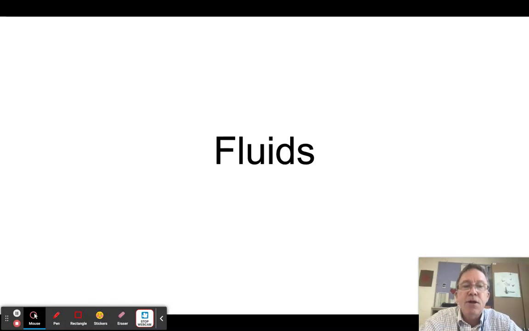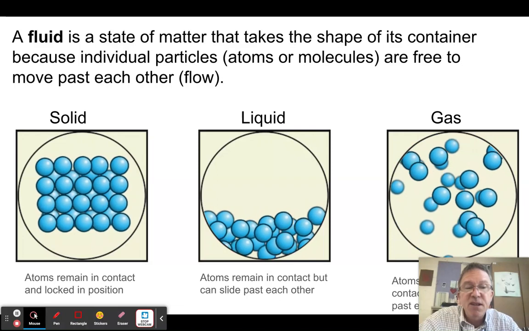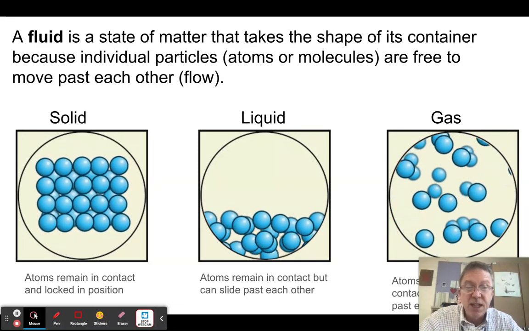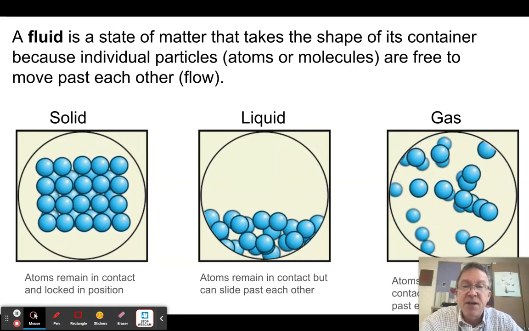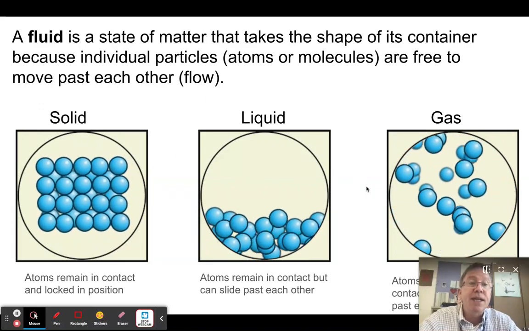Okay, let's start our unit on fluids. First of all, what's a fluid? There's basically four states of matter if you include plasmas, but three main states of matter that we interact with: solids, liquids, and gases.